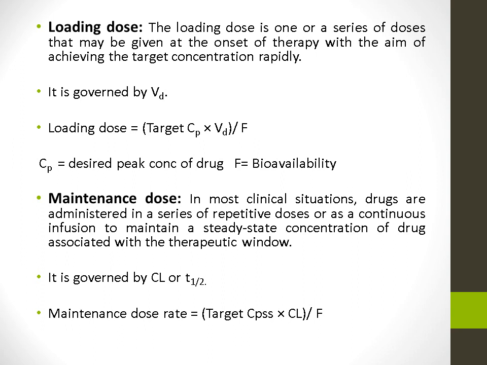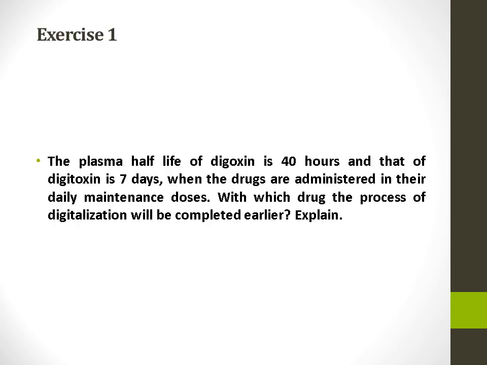Okay, coming to our exercise number 1. The plasma half-life of digoxin is 40 hours and that of digitoxin is 7 days when the drugs are administered in their daily maintenance doses. With which drug the process of digitalization will be completed earlier? Explain.